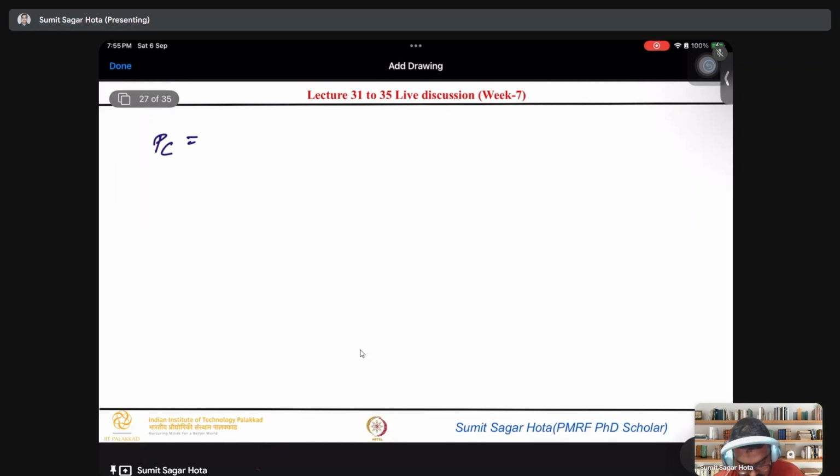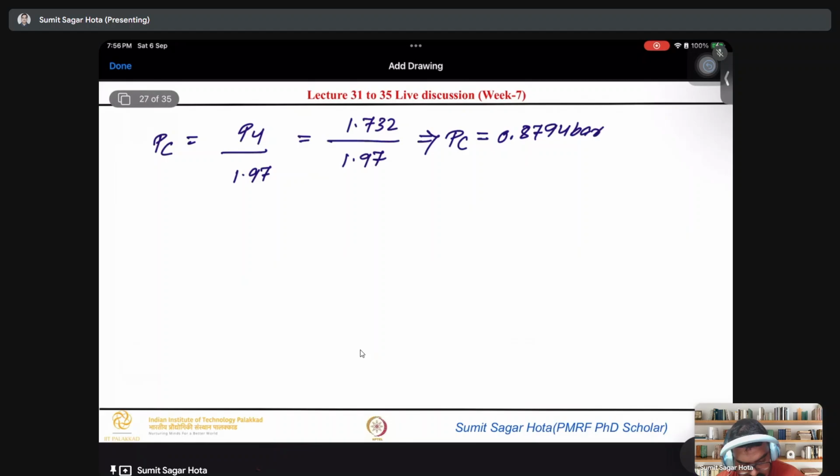Your PC is equal to P4 by 1.97. P4 is 1.732 divided by 1.97. PC is 0.8794 bar. This is your critical pressure.